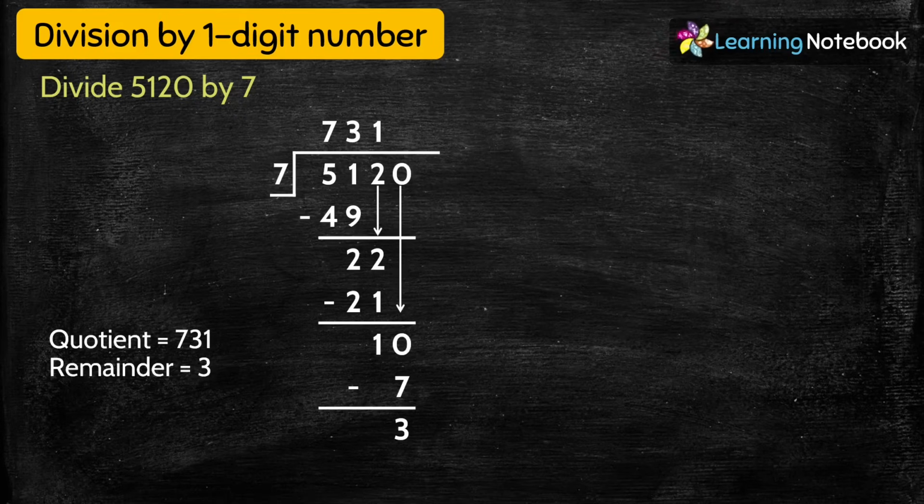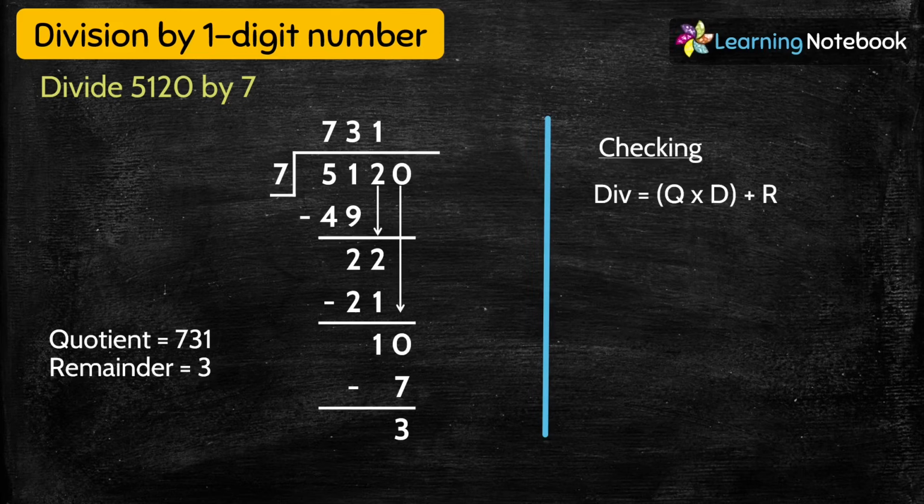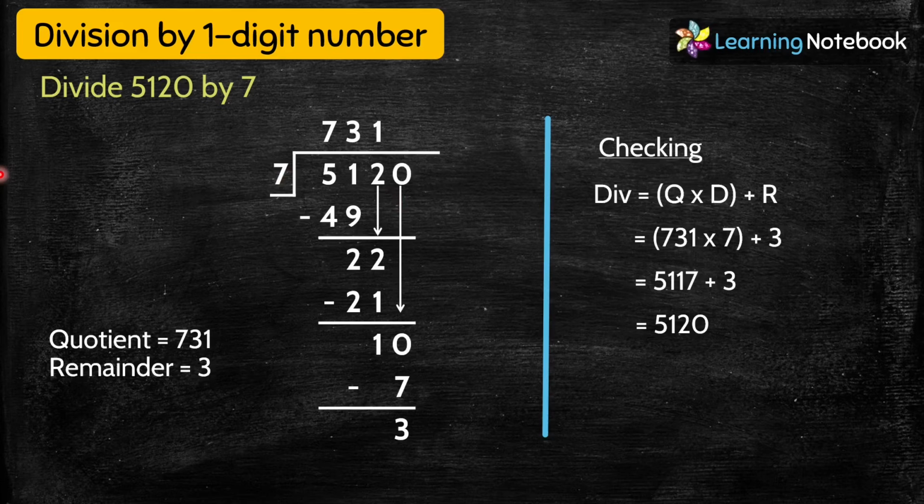Now let's check our division. By using the same formula, dividend equals Q into D plus R. Put the values here. Q is 731 and D is 7 and remainder is 3. 731 multiplied by 7 equals 5117, plus 3 equals 5120, which is same as the given dividend. So it means our answer is correct.